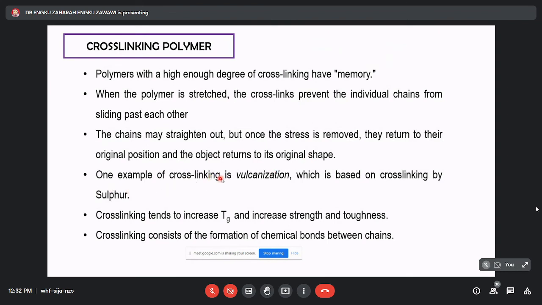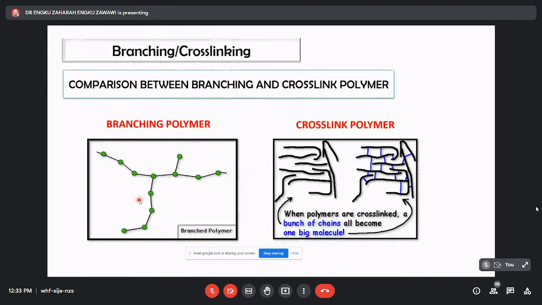So one example of crosslink is the vulcanization lah, which is based on the crosslinking by the crosslink agent yang kita panggil sebagai sulfur. So crosslinking tends to increase the Tg and increases the tensile strength and the toughness. Okay, so cross-linking consists of the formation of chemical bonds between chains. Okay, so kalau kita ada branching, kita and crosslink, kita compare kat sini.